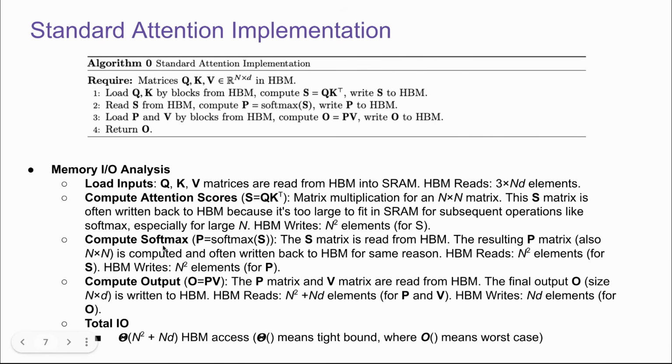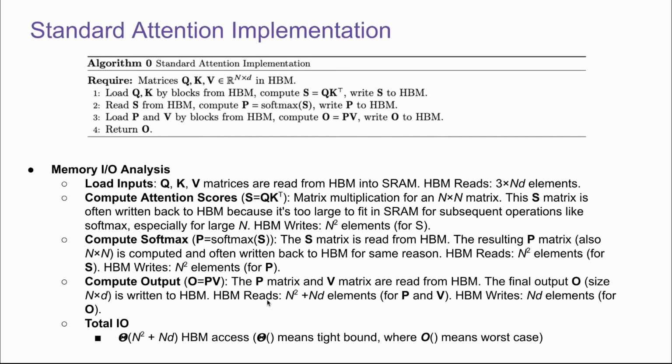Afterwards, we compute softmax. We read the S matrix from HBM, and then we calculate the softmax probabilities. It is also n by n dimension. And for the same reason, we write it back to HBM for subsequent operations, like calculating outputs. So we have n squared HBM reads and n squared HBM writes. And lastly, when we compute the output, we read the P matrix and V matrix from HBM and do calculations. The final output O of size n by d is written to HBM.